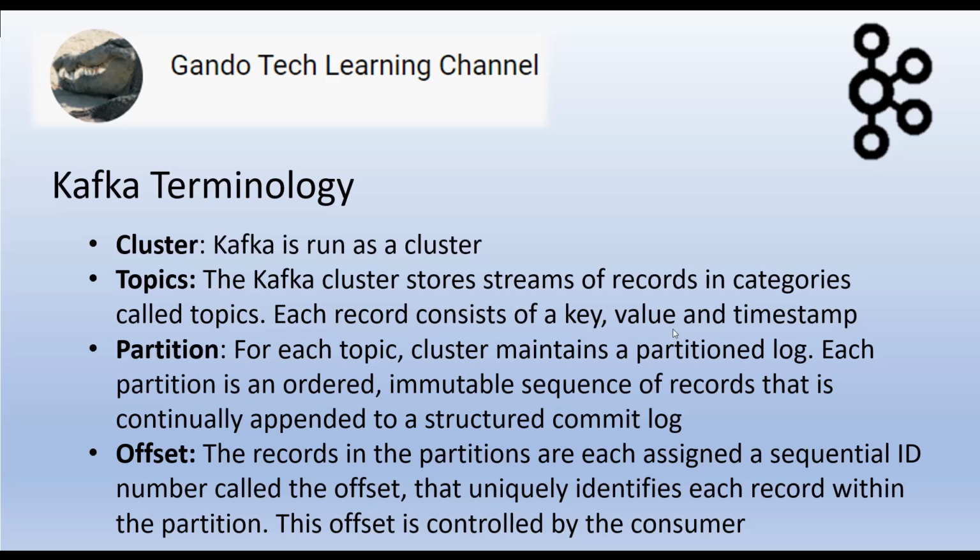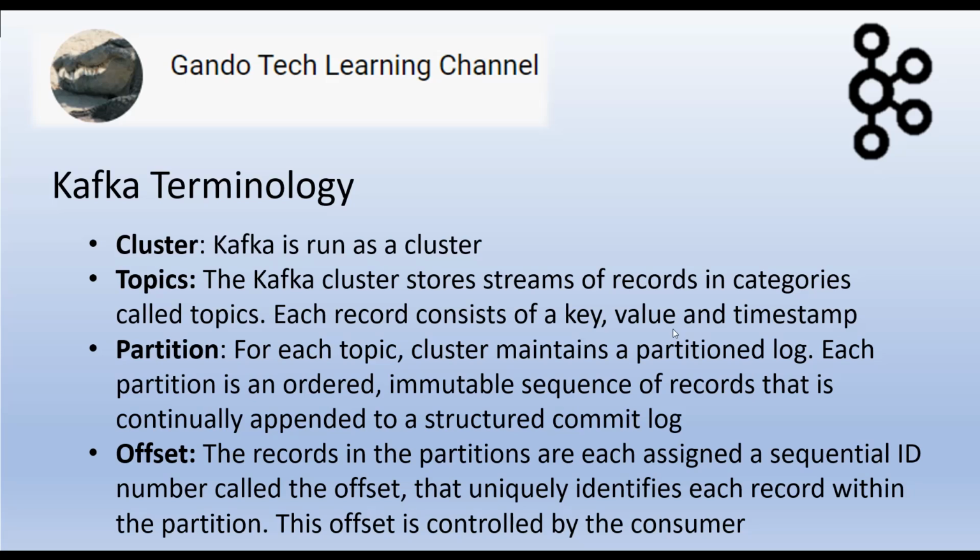Topics. The Kafka cluster stores a stream of records in categories called topics. Whatever we store into Kafka will sit in the topics. Each record consists of a key, a value, and a timestamp. Simple. Partition. Each topic has one or more partitions, and the records basically sit there.